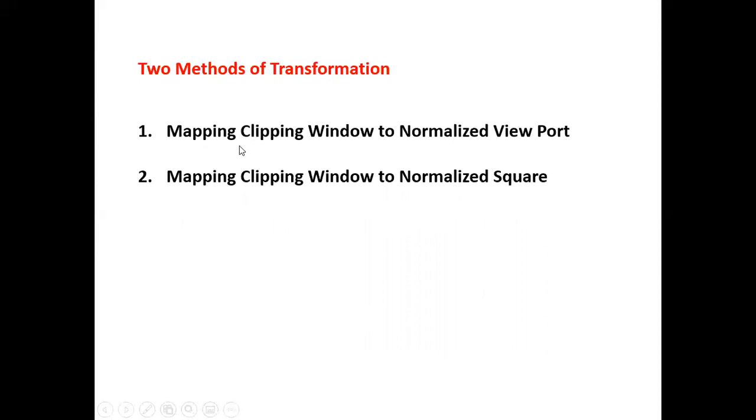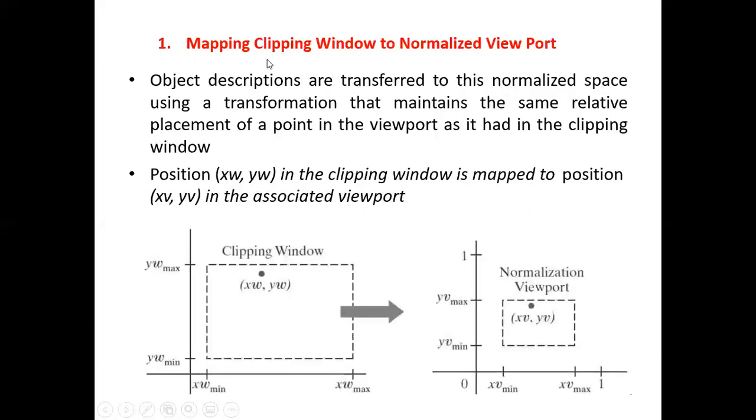I repeat, the first type of transformation is mapping the clipping window to the viewport. So I'm mapping window to viewport. This is my first type of transformation. The second type of transformation means window to a normalized square. We'll be discussing these two types of transformations one by one. So let us start from the first one, which is converting window to viewport.